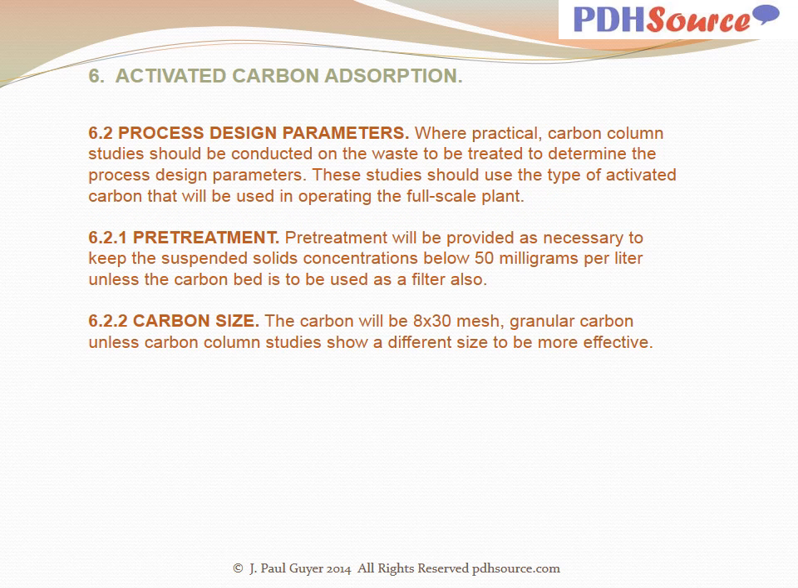Where practical, a carbon column study should be conducted on the waste to be treated to determine the process design parameters. These studies should use the type of activated carbon that will be used in operating the full-scale plant. Pretreatment will be provided as necessary to keep the suspended solids concentrations below 50 milligrams per liter, unless the carbon bed is to be used as a filter also. The carbon will be 8 by 30 mesh granular carbon, unless carbon column studies show a different size to be more effective.